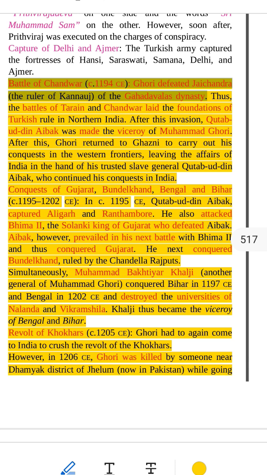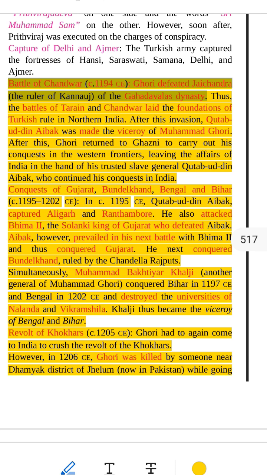After this invasion, Qutb-ud-Din Aibak was made the viceroy of Muhammad Ghori. After Ghori won the battles and entered India, Qutb-ud-Din Aibak was Ghori's most trusted general and slave, but in those days, slave could also mean a highly trusted servant or military leader. Was made the viceroy. Ghori gave him the job of ruling India as his representative.